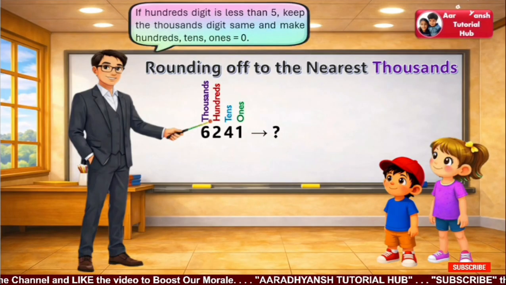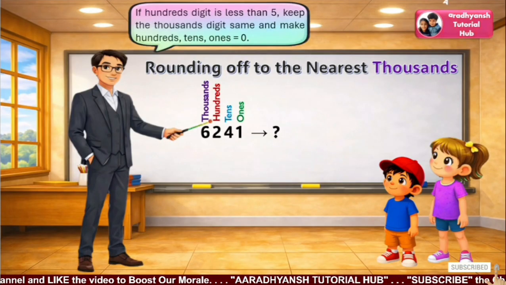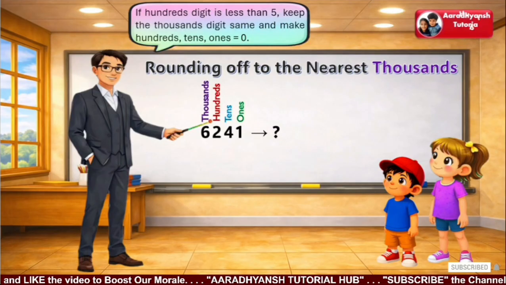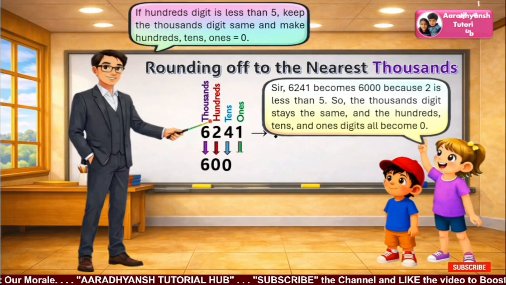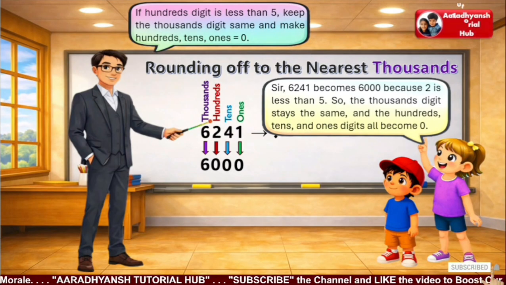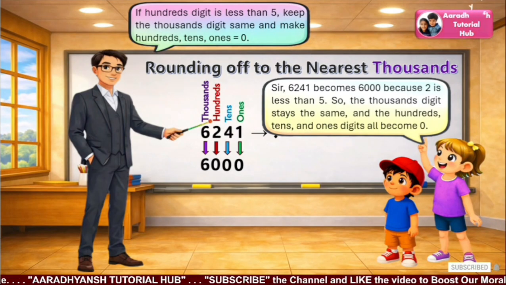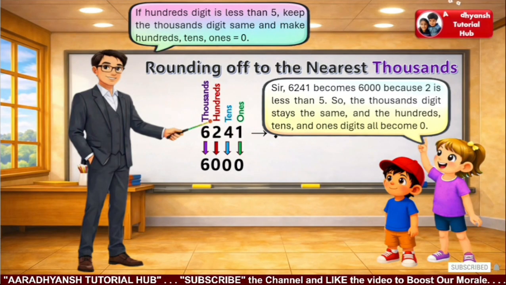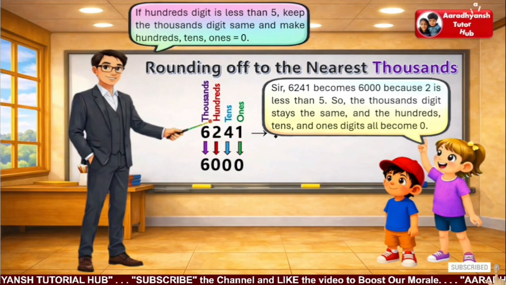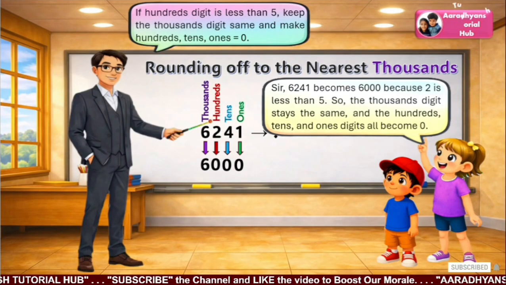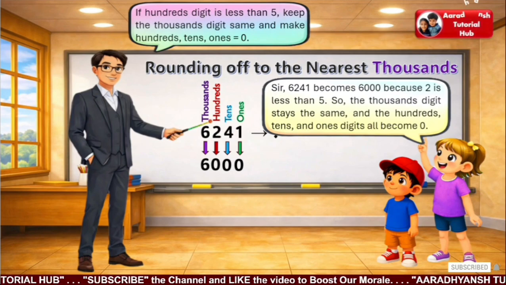If hundreds digit is less than 5, keep the thousands digit same and make hundreds, tens, ones 0. Sir, 6,241 becomes 6,000 because 2 is less than 5. So, the thousands digit stays the same and the hundreds, tens and ones digits all become 0.